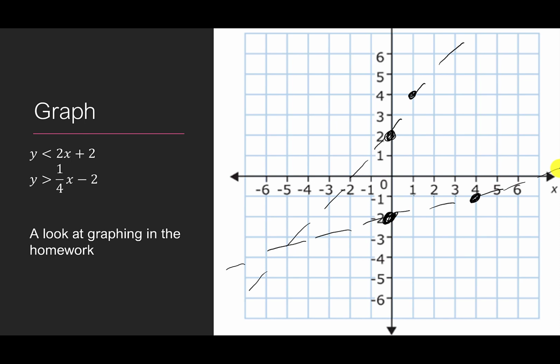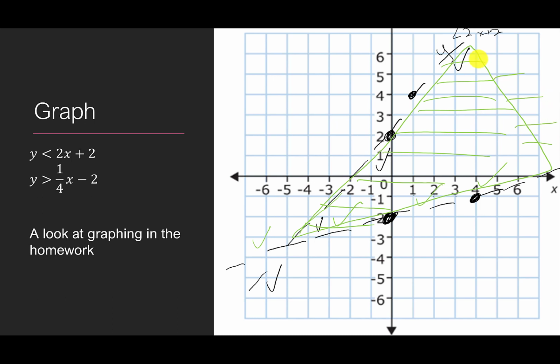So let me do that check mark thing for you again. This first one is y is less than 2x plus 2, and less than would be below. So this is below. The second one says y is greater than 1/4 of x minus 2, so that would be above. Where do I see double check marks? It's in here. This region kind of looks a little bit like a triangle. It would keep going, of course. That would be my answer.